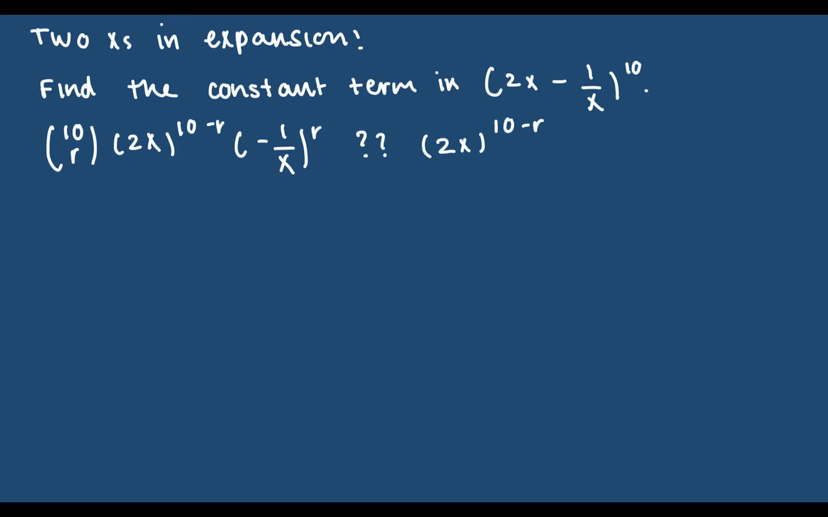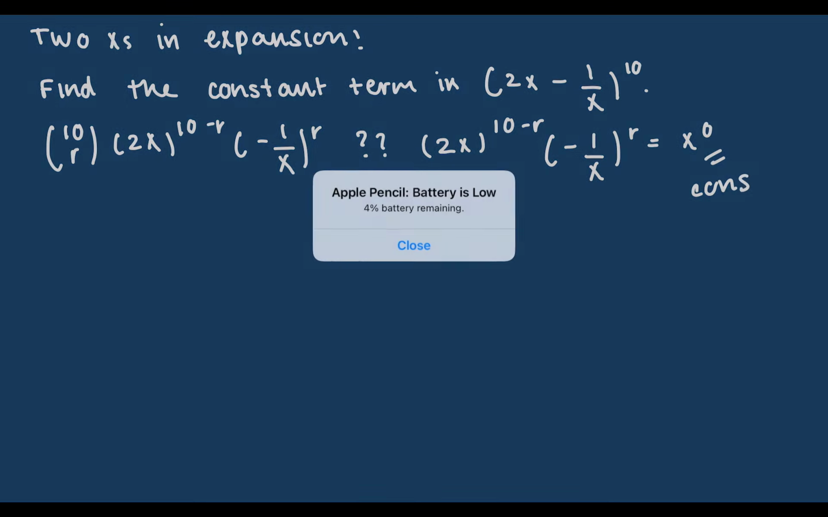Now we have to consider both x's, right? So we need to make sure that if we're trying to find the constant term, aka x to the power of 0, both need to be considered.